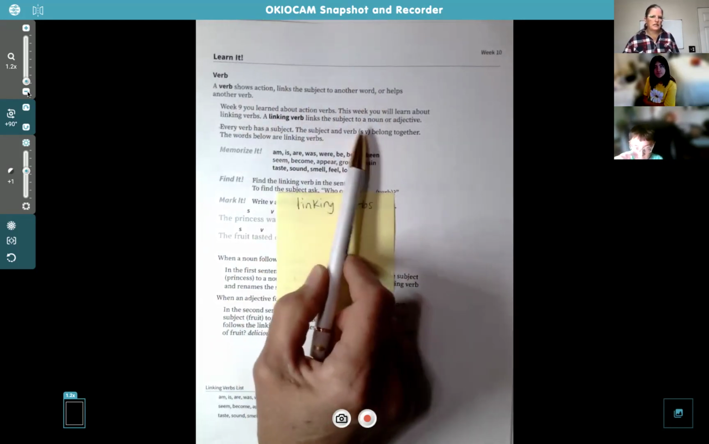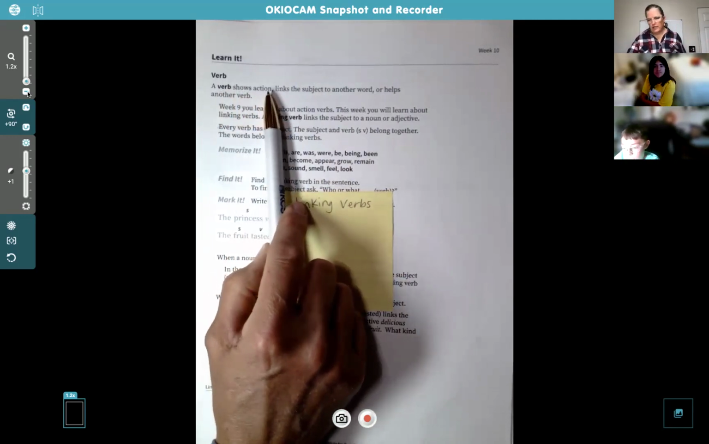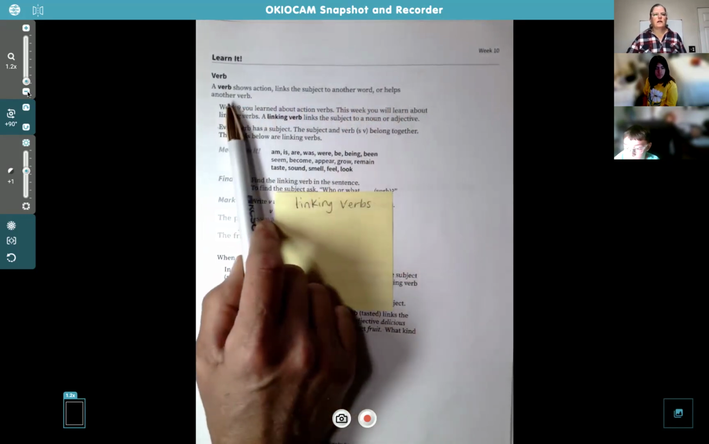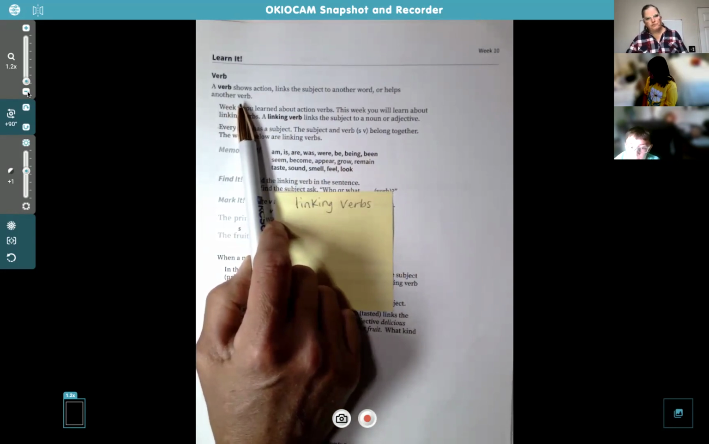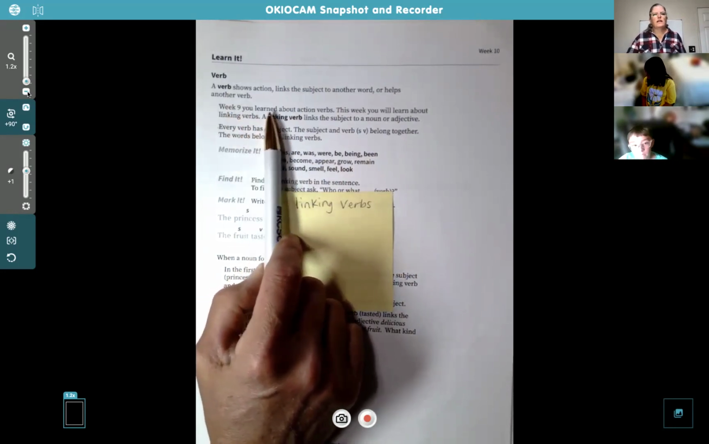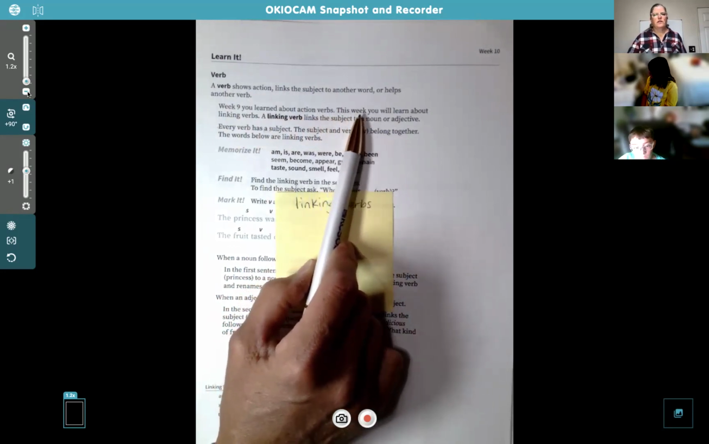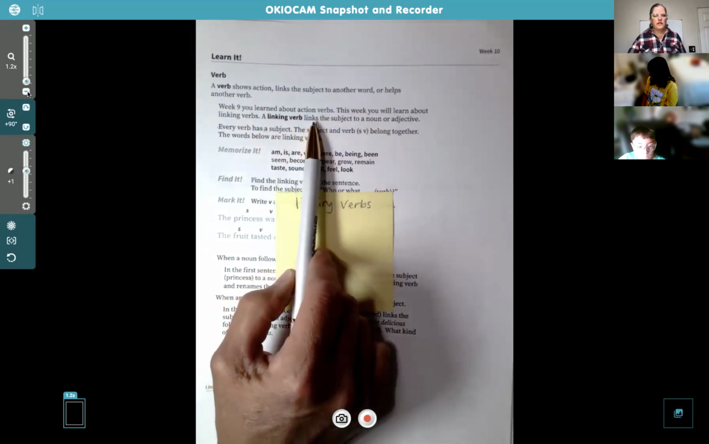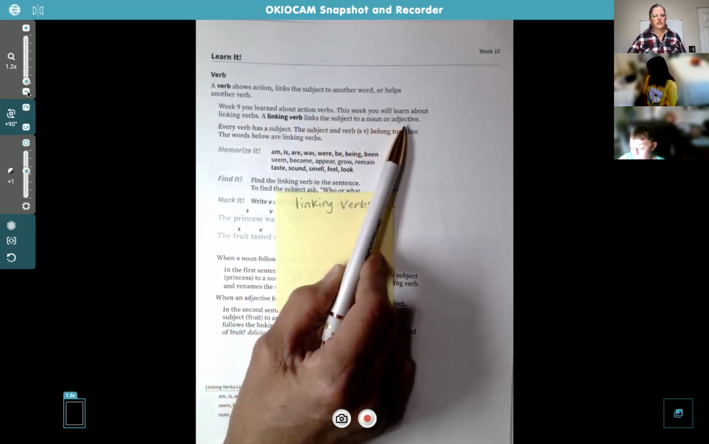Okay. So before we put it up above here, I don't want to cover up the words yet. So let's read this and then we'll stick it on the top. But it just says a verb shows action, like I just said, links the subject to another word or helps another verb. So there's three different things that verbs can do. In week 9, we talked about action verbs. Those are the easiest ones, like I said. This week, you will learn about linking verbs. A linking verb links the subject to a noun or adjective.